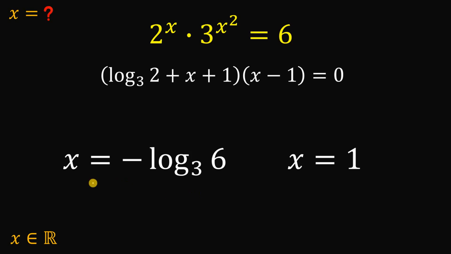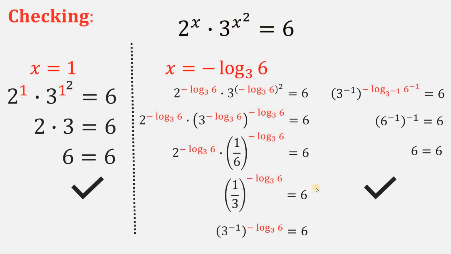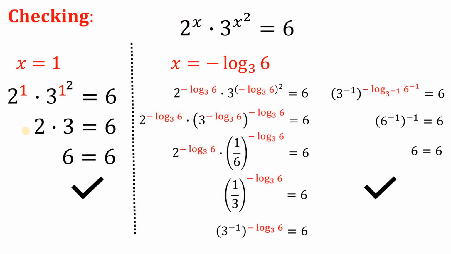And of course, we need to check if these two values really satisfy the given equation. And let's do the checking. And here it is. If x equals 1, definitely 6 equals 6. And if x equals negative logarithm of 6 to the base of 3, you can pause this video right now and see the checking process. And as you can see, we end up with 6 equals 6.